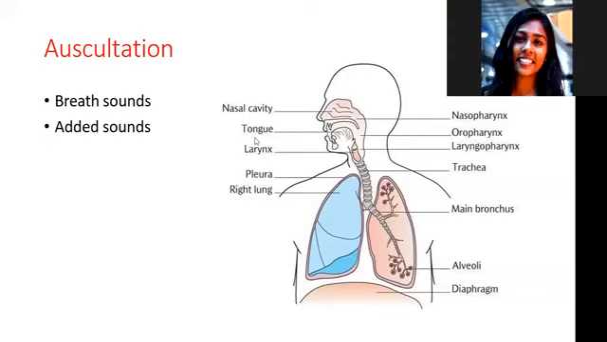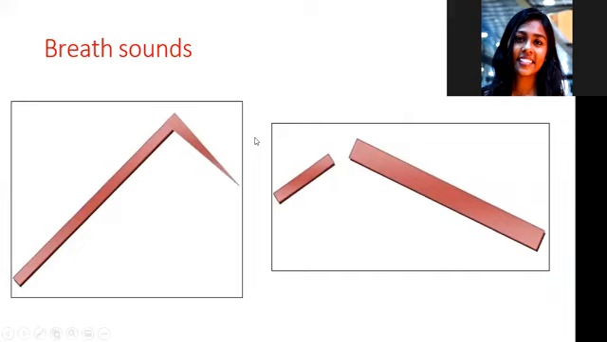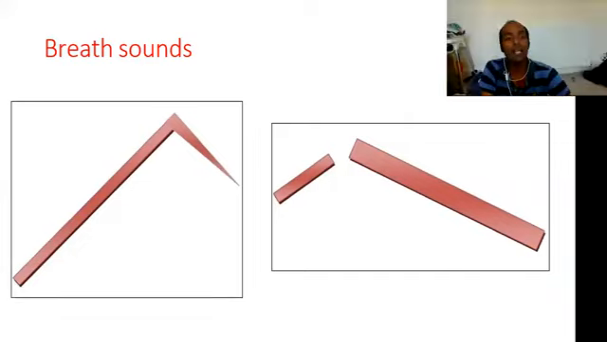Now these are the characters of breath sounds, and I will explain this again. On the left is vesicular breath sounds. On the right is bronchial breath sounds. Okay, and you can see significant differences between the two.